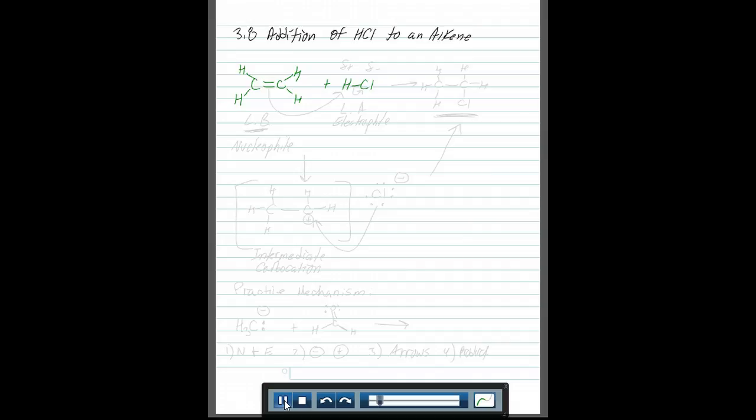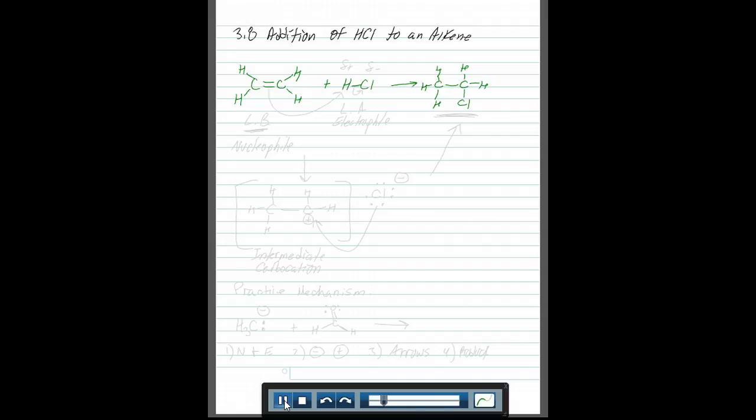Okay, so the reaction is you take ethene plus hydrochloric acid. It's going to be an addition reaction, and you get chloroethane. Okay. Now, notice I am not putting the lone pairs on the chlorines anymore. At this point, we should realize that there are lone pairs on that chlorine.